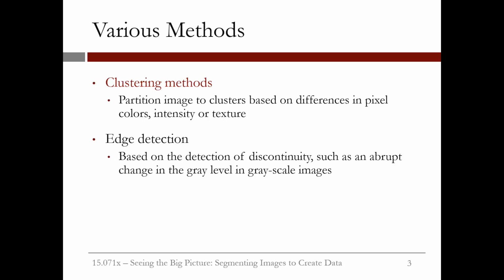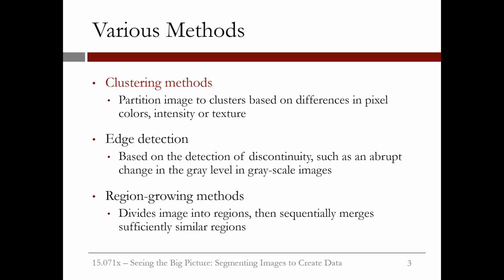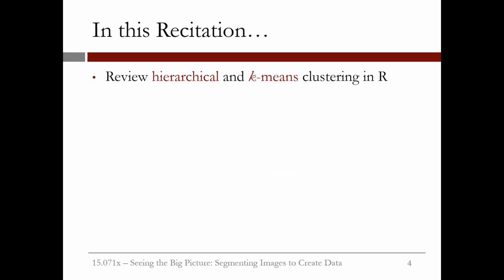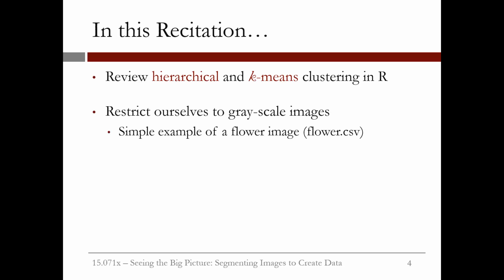Instead of finding boundaries of regions in the image, there are other techniques called region growing methods, which start dividing the image into small regions. Then they sequentially merge these regions together if they are sufficiently similar. In this recitation, our focus is on clustering methods. In particular, we will review hierarchical and K-means clustering techniques and how to use them in R. We will restrict ourselves to grayscale images.